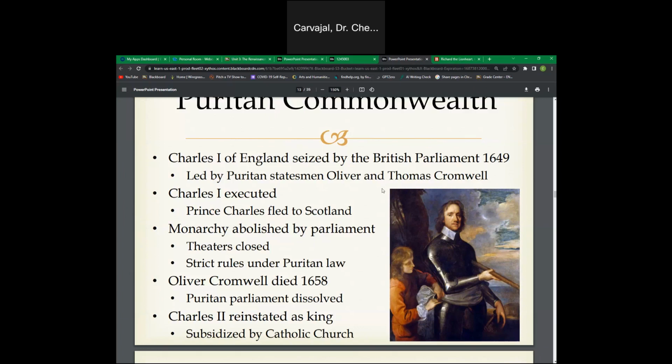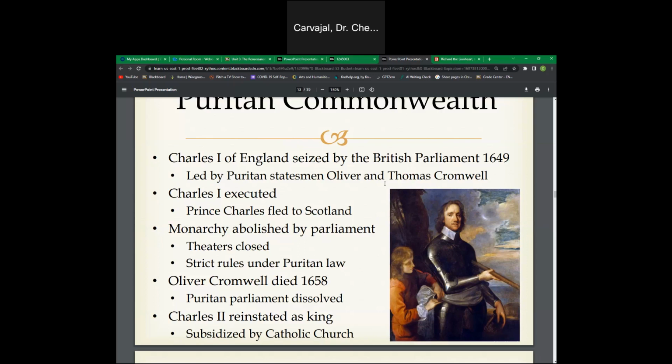Today, the king and queen, well, the queen and then the king, now he's king, King Charles III, he has almost no power. He doesn't really rule England. He's just the king of England. He is, however, still the head of the Anglican Church. So that's something to think about.